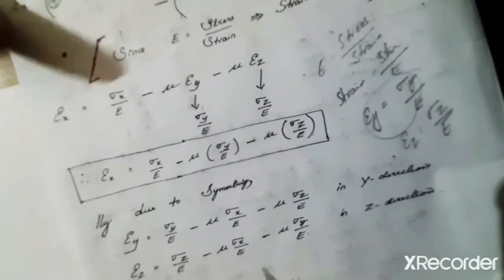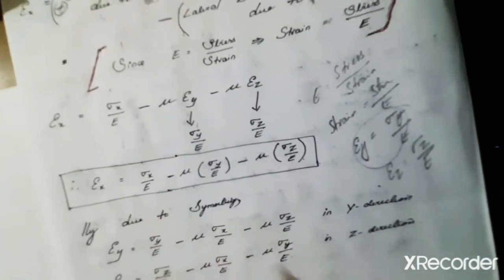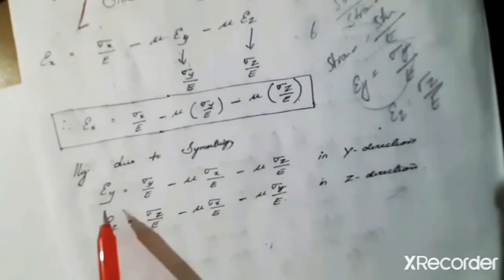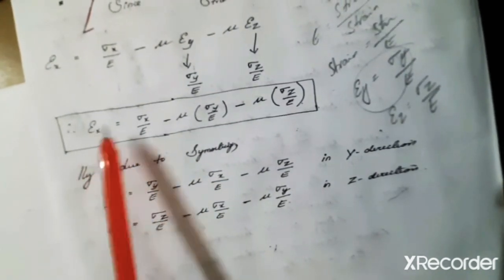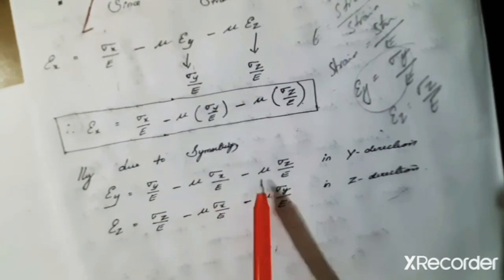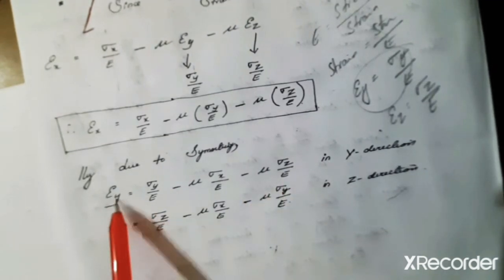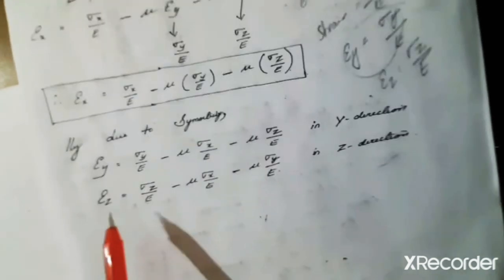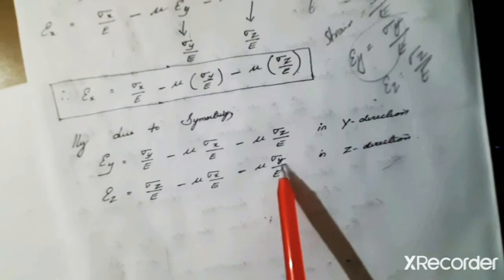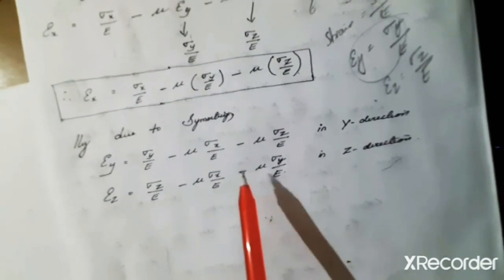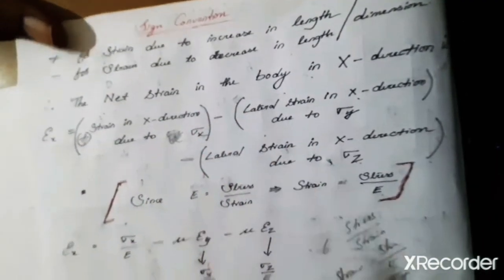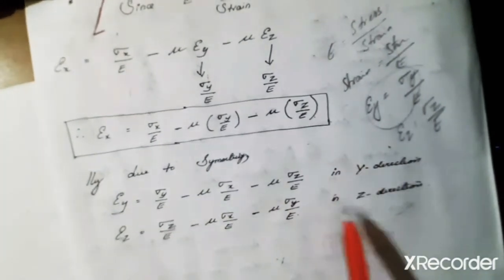Due to symmetry, I can easily write them without deriving. Epsilon y equals sigma y by E minus mu into sigma x by E minus mu into sigma z by E. We are talking about y, so the remaining are x and z. Similarly, epsilon z equals sigma z by E minus mu into sigma x by E minus mu into sigma y by E. If you want to verify, you can do the same process which I have done here and obtain these equations in y and z directions.